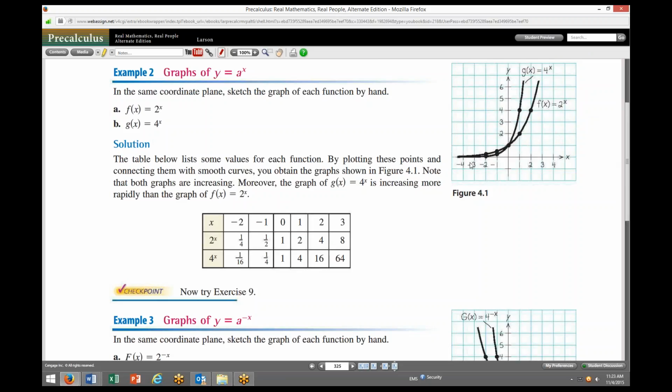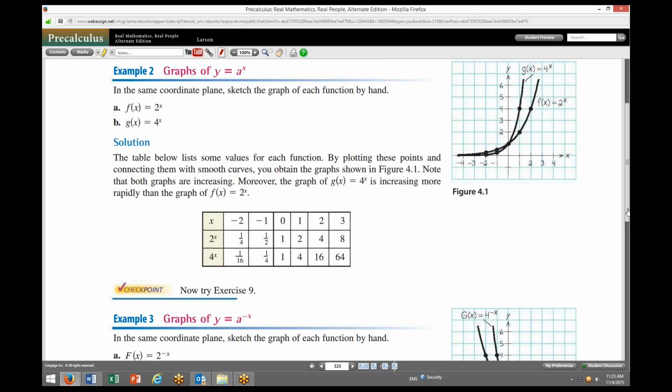And so these graphs have the horizontal asymptote of the x-axis, or as we say, the horizontal asymptote of every basic exponential function, just a base to a power. The horizontal asymptote is the horizontal line y equals 0, the x-axis, and no vertical asymptote.